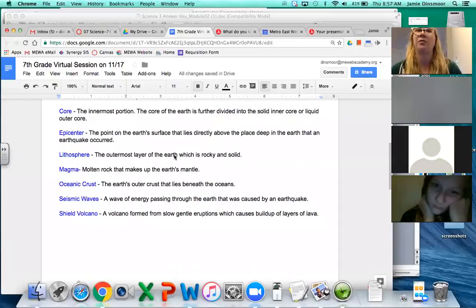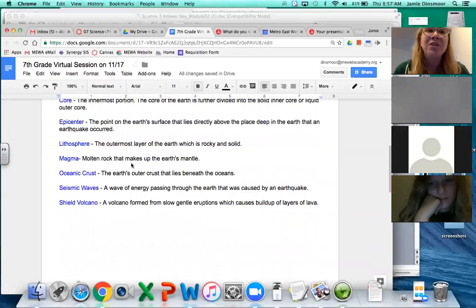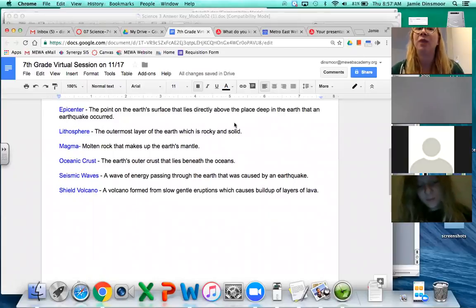The core of the Earth, right, is the innermost portion. It's divided into a solid inner core and a liquid outer core. So in this module, you guys are actually going to be building or drawing a model of the Earth, right? And I know one student already told me that they want to make a cake, which is great. Hopefully they bring it tomorrow so we can eat it, but we'll be eating the layers of the Earth. Epicenter is the point on the Earth's surface that lies directly above the place deep in the Earth that an earthquake occurred, right? So it's basically the beginning or the center of an earthquake.